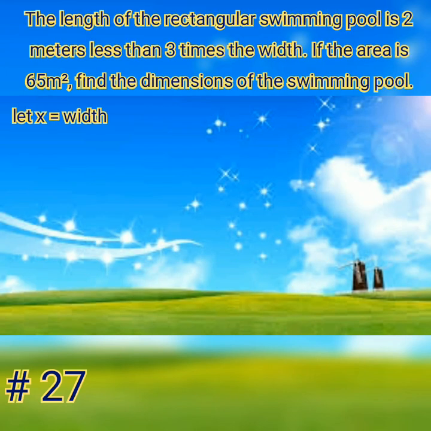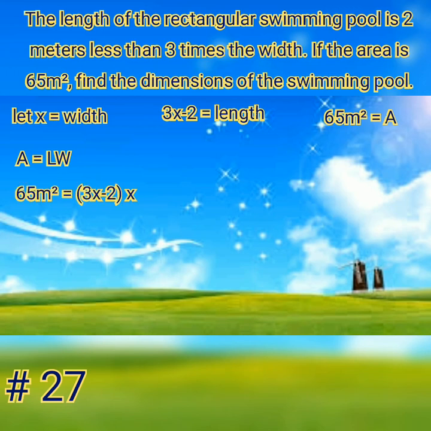Let x be the width, 3x minus 2 be the length, and as it is given, the area is 65 square meters. Remember that area is equal to length times width, so we will substitute it. Area is 65 square meters, the length is 3x minus 2, and the width is x. So, the working equation is 65 square meters is equal to the quantity of 3x minus 2 times x.